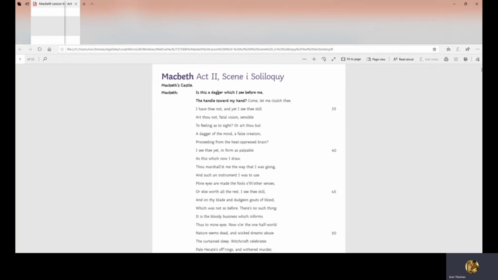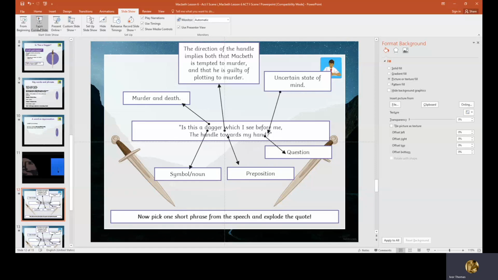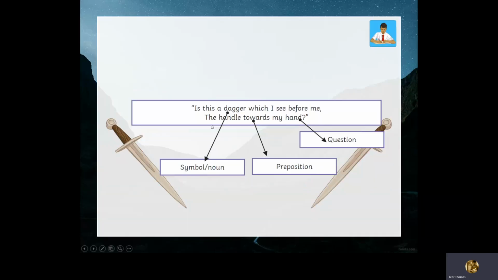So we have, "Is this a dagger which I see before me, the handle toward my hand." So my class, you have exploded these quotations. When we looked at Chaucer, you remember the Canterbury Tales, what we did with the Miller, the Wife of Bath. We wrote the quotation out, and we drew lines to follow our thoughts, record our thoughts about each word.